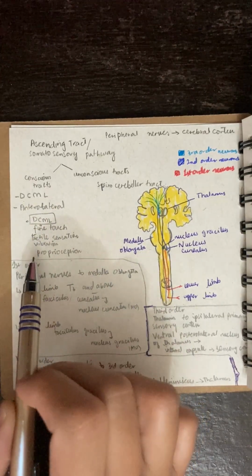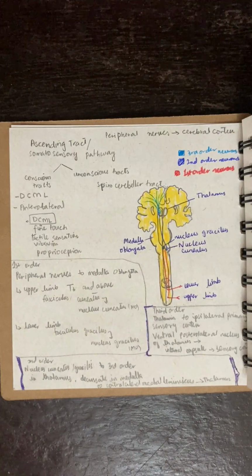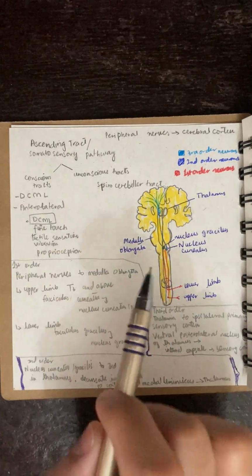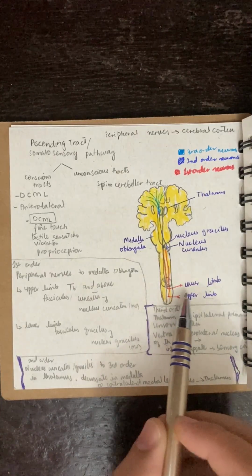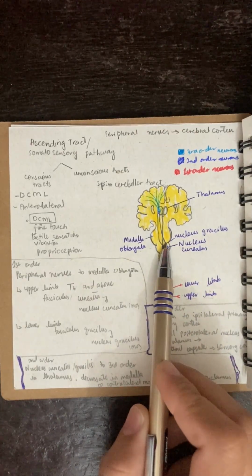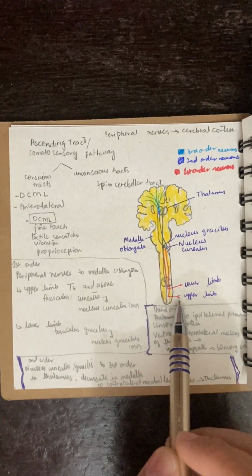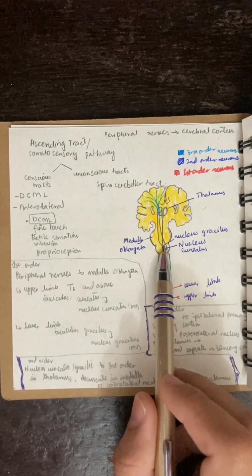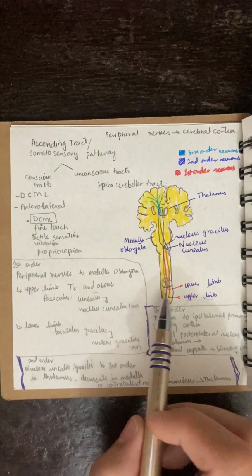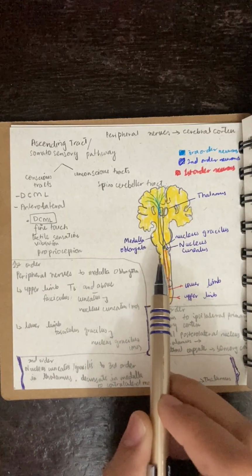In the dorsal column medial lemniscal pathway, the information of fine touch, tactile sensations, vibrations, and proprioception is carried. In this, there are first order neurons, second order neurons, and third order neurons. The first order neuron starts from the peripheral nerves to the medulla oblongata. The information from the upper limb, T6 level and above, is carried from the fasciculus cuneatus to the nucleus cuneatus, and information from the lower limb is carried from the fasciculus gracilis to nucleus gracilis in the medulla oblongata.